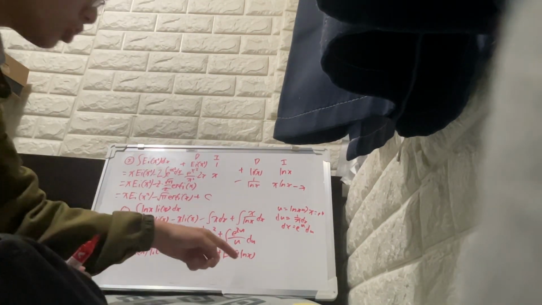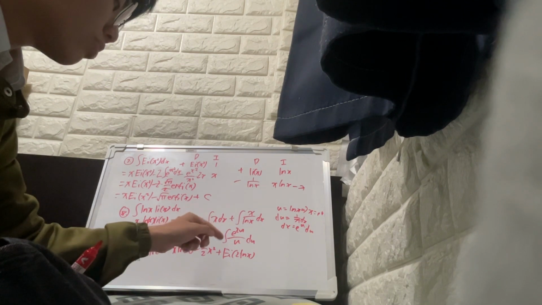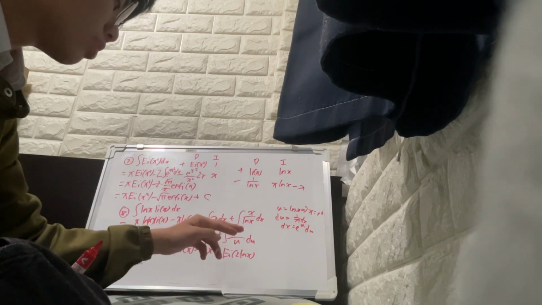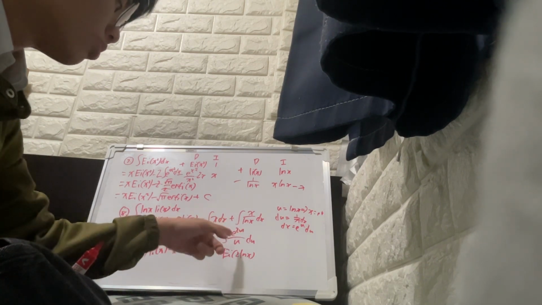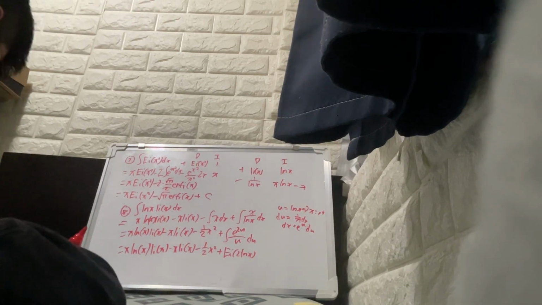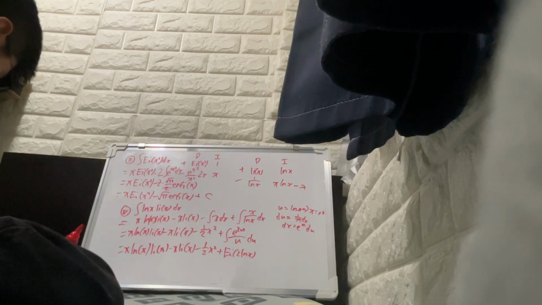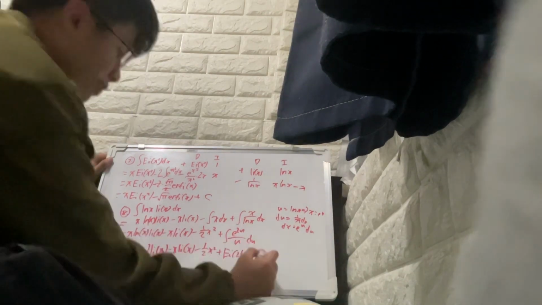If you differentiate Ei of 2u, you get e to the power of 2u over 2u, and then multiplying by the chain rule factor 2, you will get that. You can check the answer by yourself. The answer is just Ei of 2 ln x plus x ln x times Li of x minus x Li of x minus 1 over 2 x squared, and that's our answer. Don't forget about the plus c.